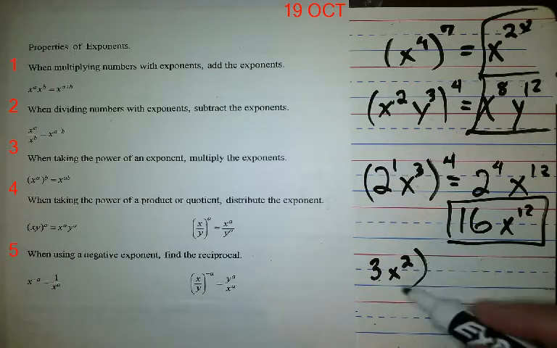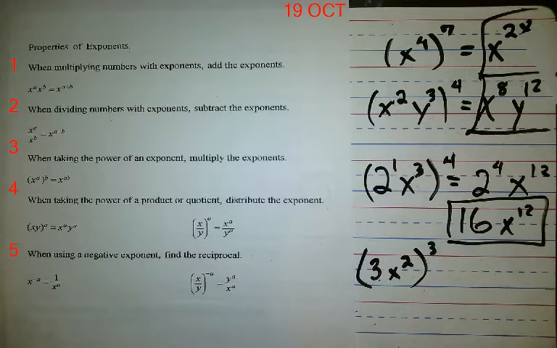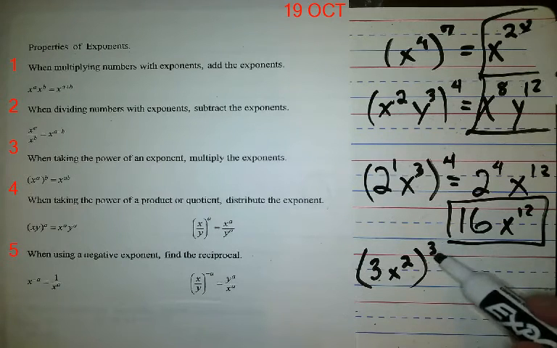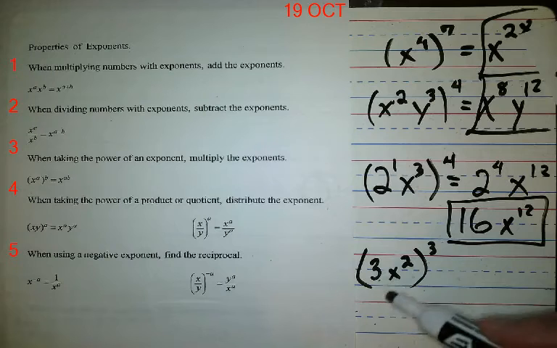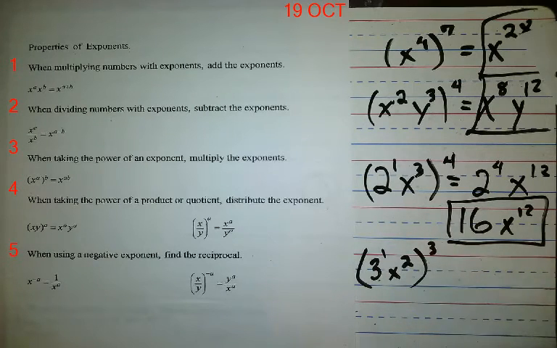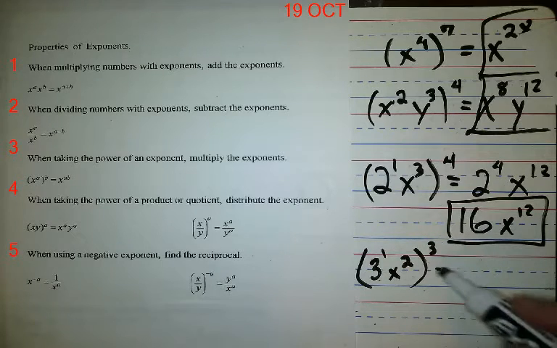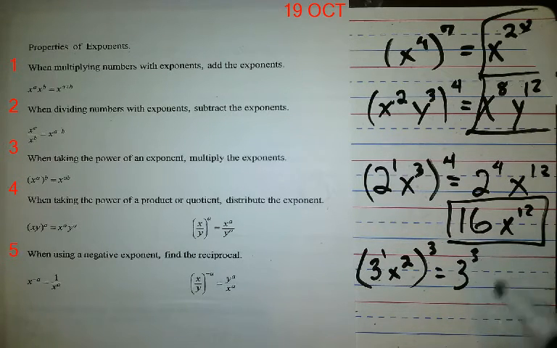3x to the 2nd all to the 3rd. Okay? Now then, you're going to multiply the exponents. Remember that the exponent on the 3, there's nothing there? No, there's nothing there. That means 3 times 3 times 3, right? That's 3 to the 3rd and x to the 6th. Well, 3 to the 3rd is, my goodness, 27, right? x to the 6th. Really, that's all there is to it.